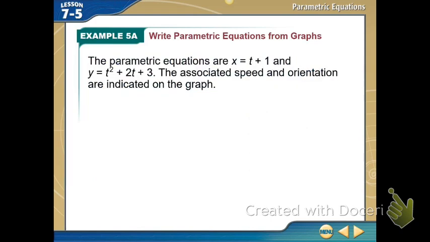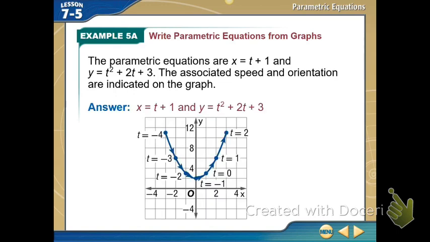So now we have two equations that are already in terms of t. And if we just pick a couple of values for t to plug in, then we can plot some points and graph. So let's take a look at the guided practice for example 5.